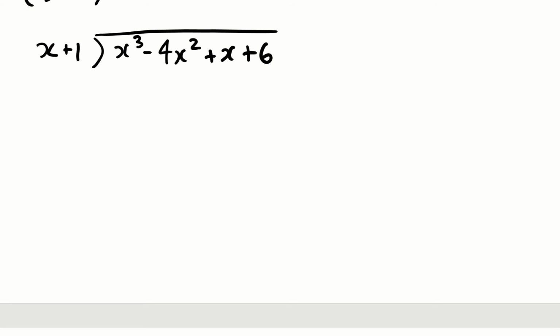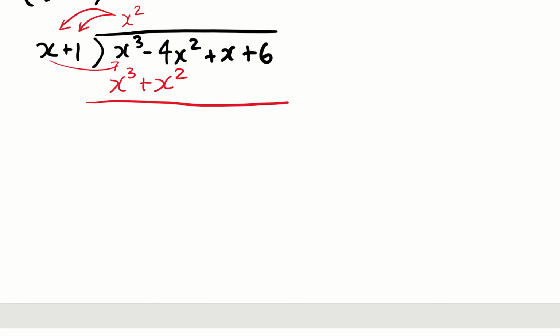The first thing I do is I say x goes into x squared times. In other words, x times by what would give me x cubed, and that's x squared. Now I multiply my x squared by both of these terms. So I get x times x squared is x cubed plus x squared when I multiply that in. Now I put my line in and I subtract.